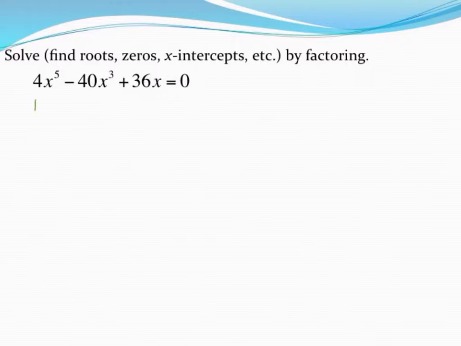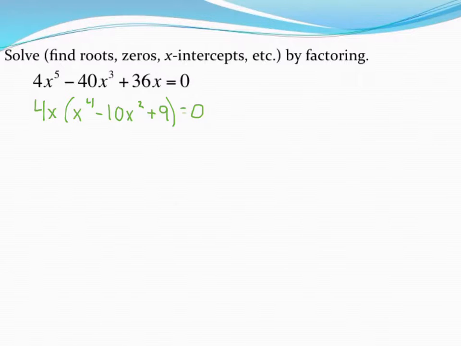This time everything has a 4x in common. So let's factor out, let's divide out a 4x and see what we're left with. So divide all the coefficients by 4, and then everything will drop by a power because I'm taking one of the x's out. So x to the 4th minus 10x squared, and then plus 9 equal to 0.